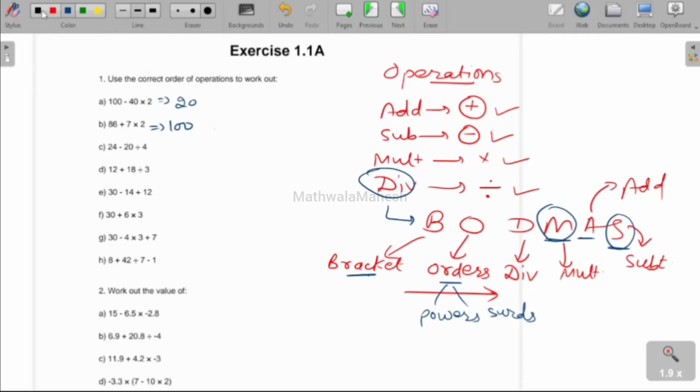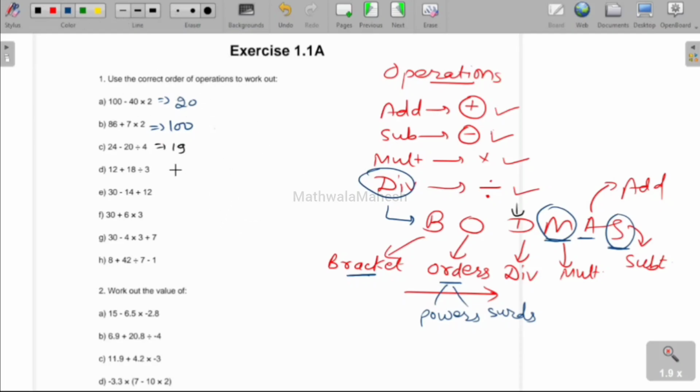For the third question, 24 minus 20 divided by 4. So first is subtraction, second is division. So division comes first. We will do 20 divided by 4 first. 20 divided by 4 is 5. And after that subtraction. So 24 minus 5 is 19. So the correct answer is 19.